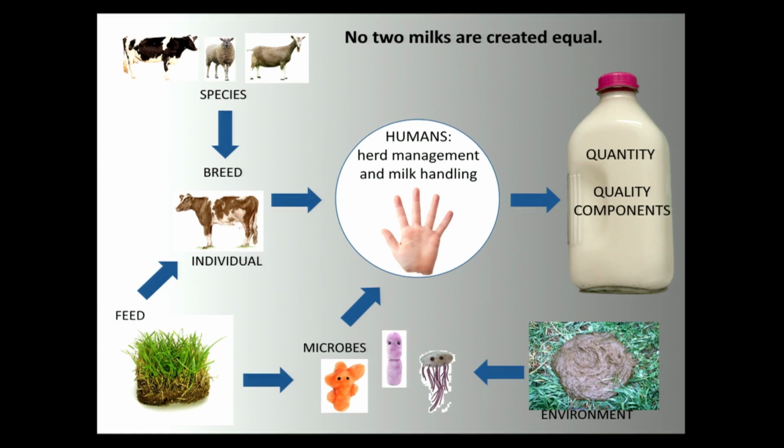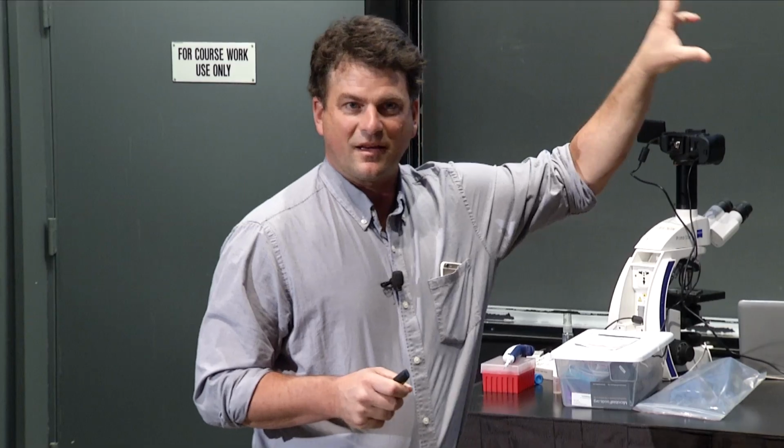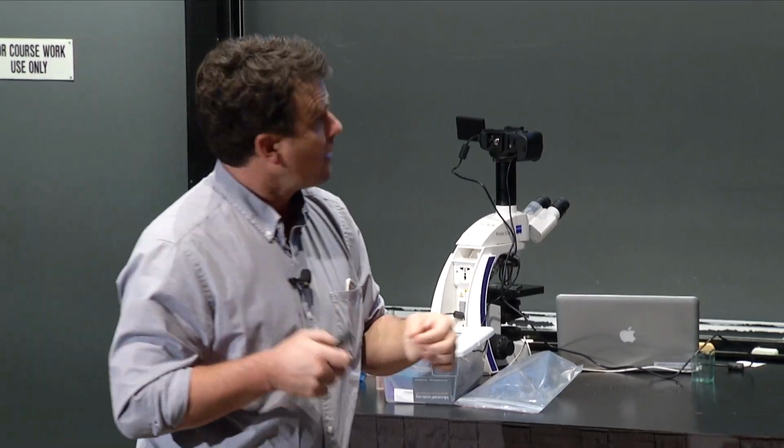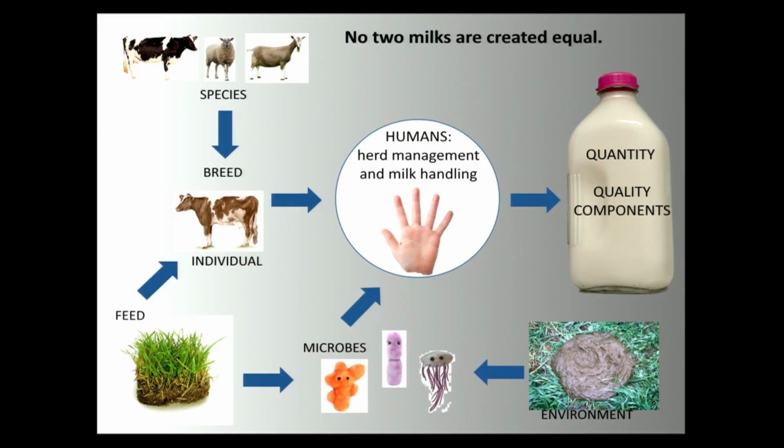There's the design of facilities that really influence. It's like the built environment has its own microbial ecology, right? Design is a huge part of microbial ecology, and humans are right in the middle of that. So as we start talking about this idea of terroir, it requires humans to reveal that terroir. We've got species, breeds, feeds, microbes, the environment, and the quantity and quality of components.